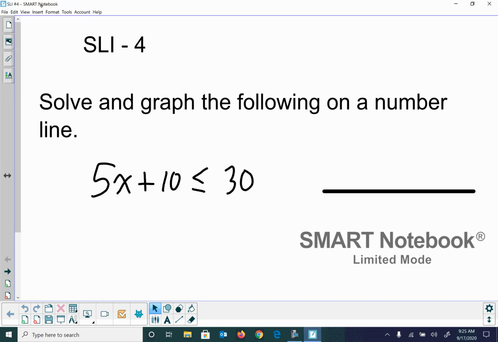So we're going to go over number 4 notes. It says solve the following on a number line. So, our number line is basically right here.